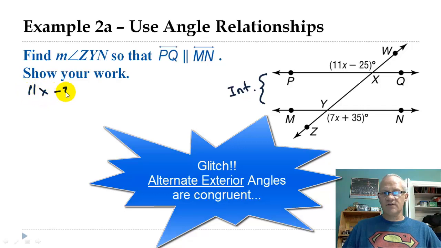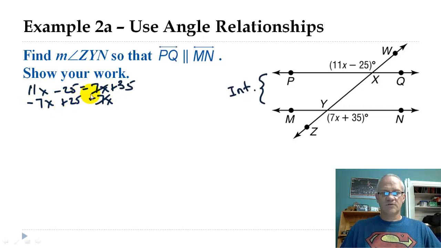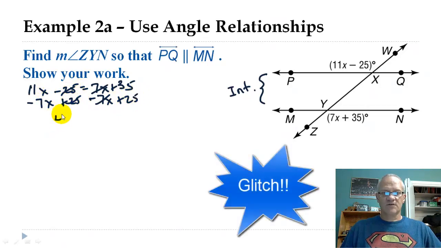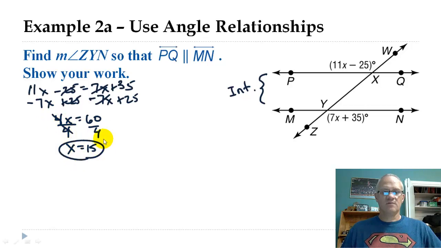So 11x minus 25 will equal 7x plus 35. And then we solve it, so minus 7x, plus 25. And so that's going to give me 4x equals 60. Divide by 4. x is 15. Yay! Oh, but wait.